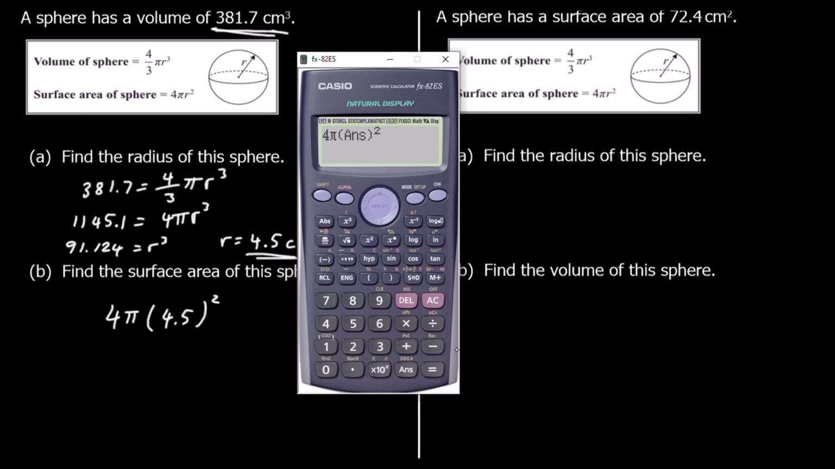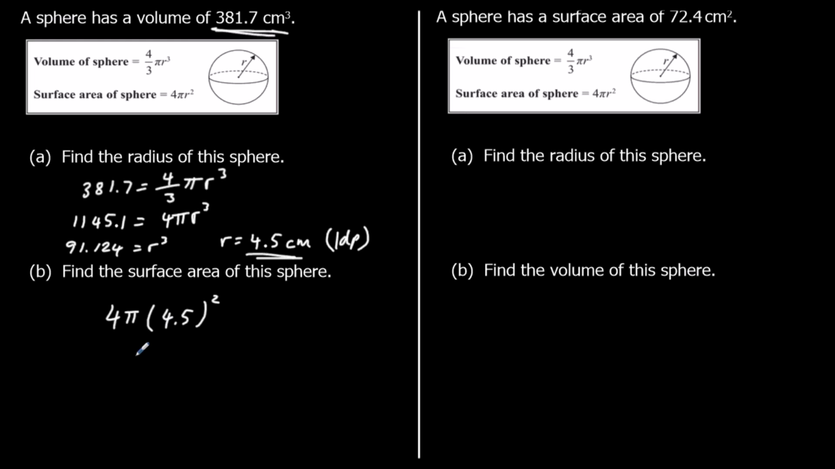And we get an answer of 254 centimeters squared, and we'll give our answer to the nearest whole number.